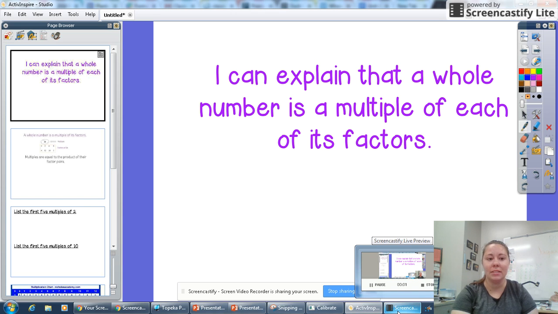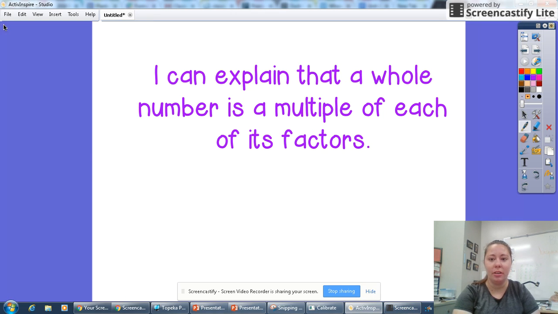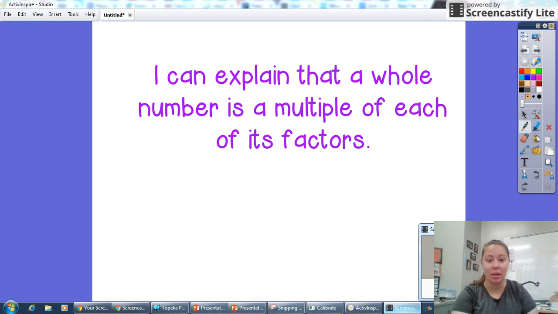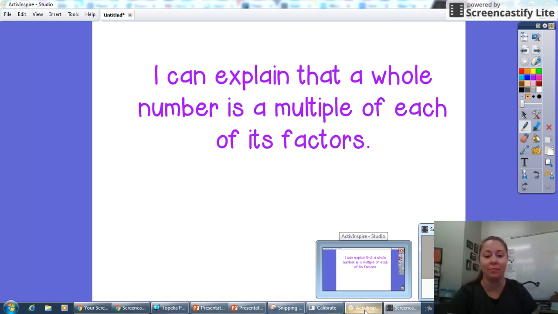All right, guys. Today we are going to be working on multiples. So our I can statement for today is, I can multiply. I can explain that a number is a multiple of each of its factors.